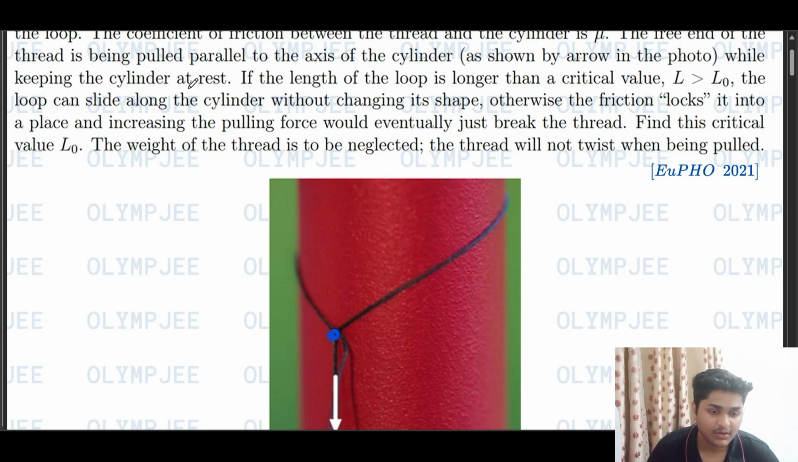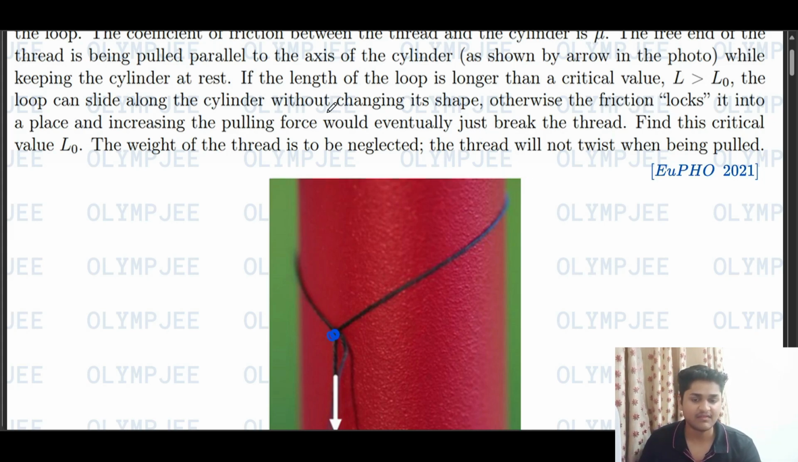So if the length of the loop is longer than the critical value L0, the loop can slide along the cylinder without changing its shape. Otherwise, the friction locks it into place, and increasing the pulling force would eventually break the thread. So if the length of this thread is longer than a certain value L0, then it will not be like this shape. It will just start moving downward in circular shape only. And if the length is less than that critical value or equal to, then it will form this shape.